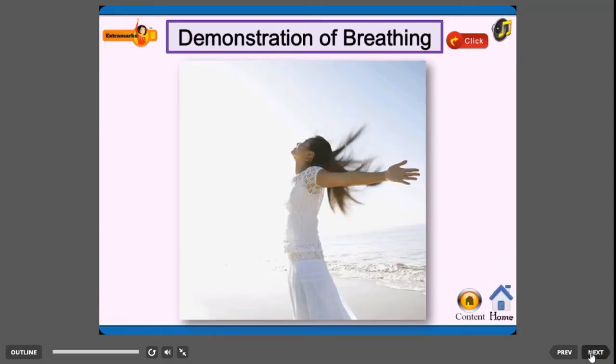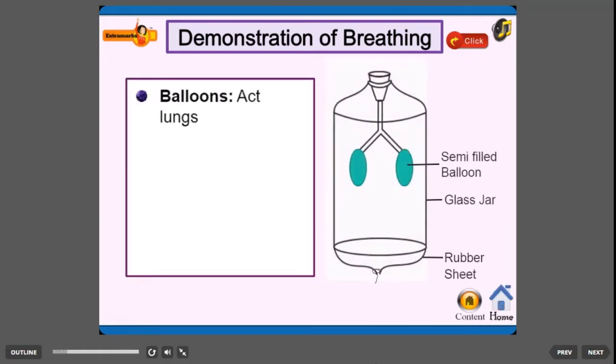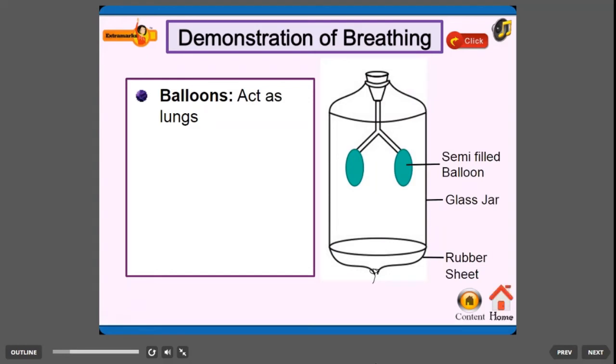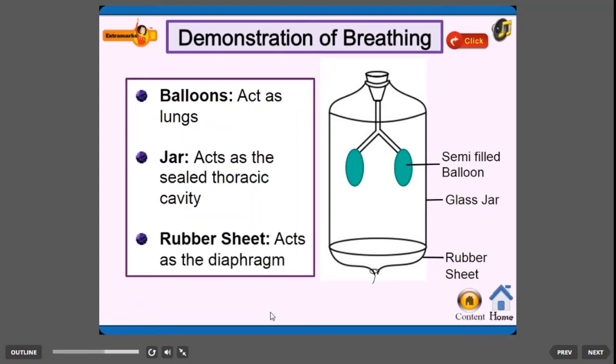Let us take the breathing process in a simpler way. Try to observe this experimental setup to understand the process of inhalation and exhalation. In this setup, balloons act as lungs, the jar acts as the sealed thoracic cavity, and the rubber sheet acts as the diaphragm.